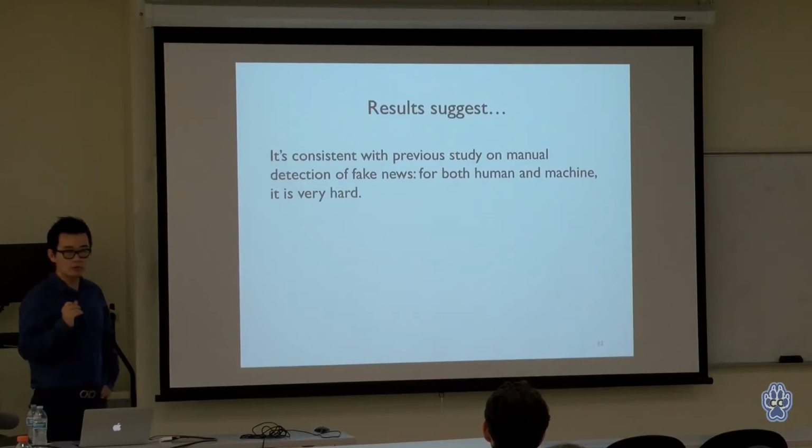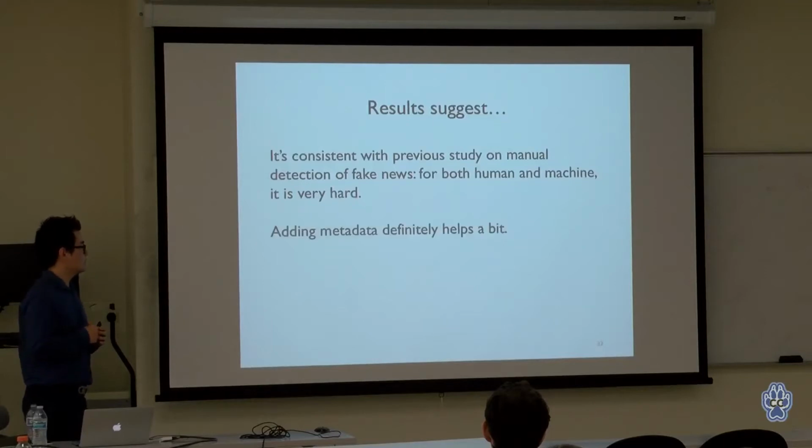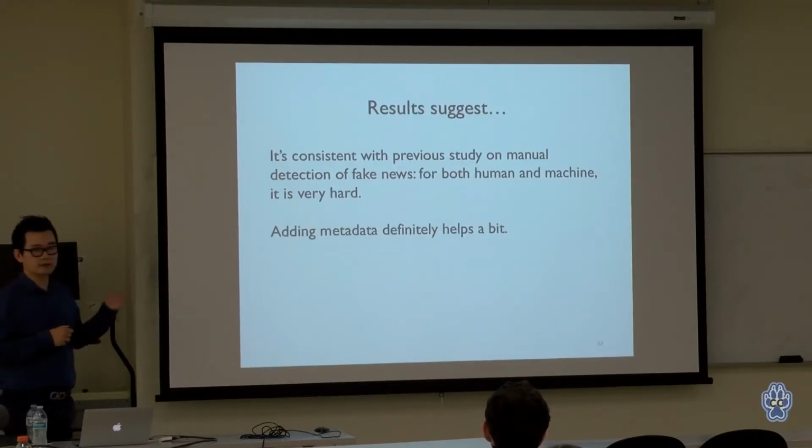So for both human and machine, if you only look at that particular short statement, it is very difficult, right, to tell whether this is fake or true, right? So, and also if you have a fine-grained label like what I did in the experiment, it's even harder. But I think another thing is that adding the metadata really helps, right?